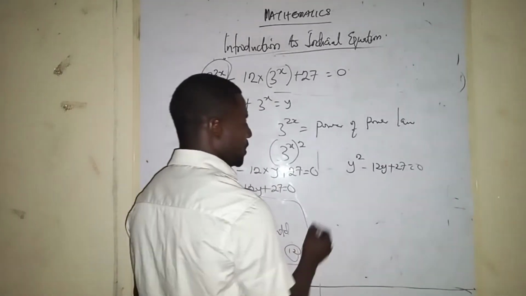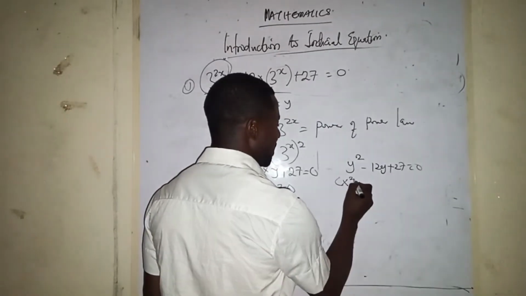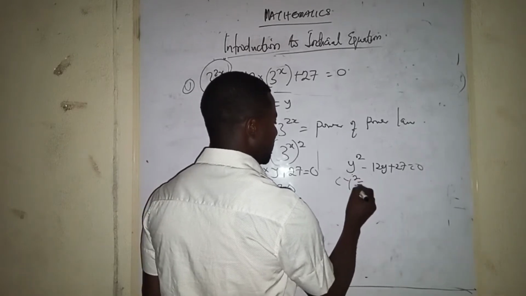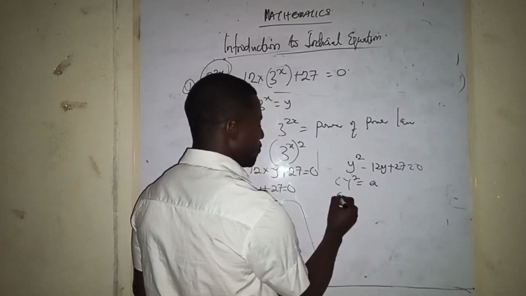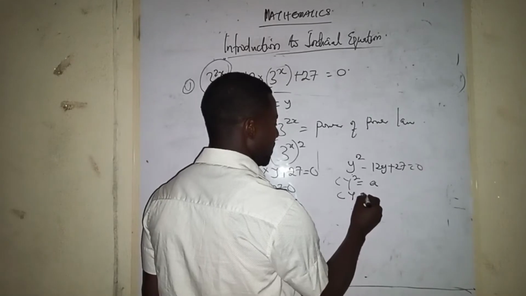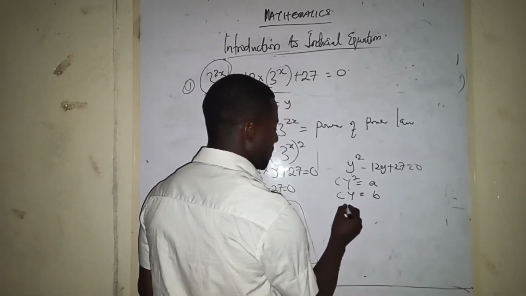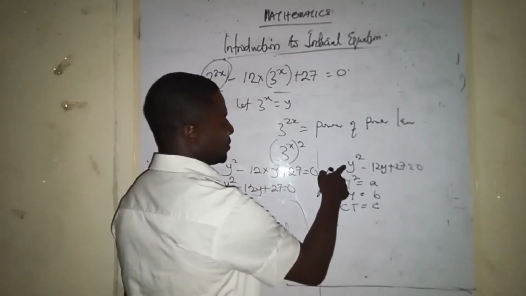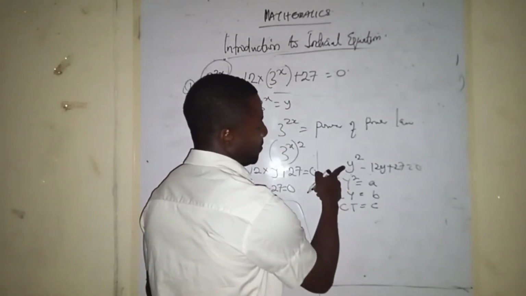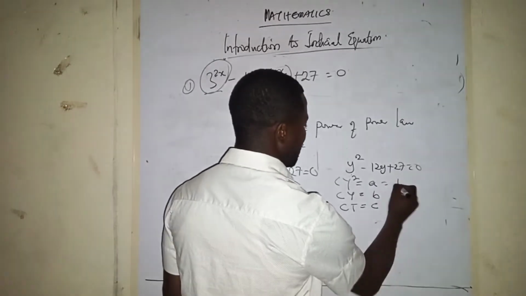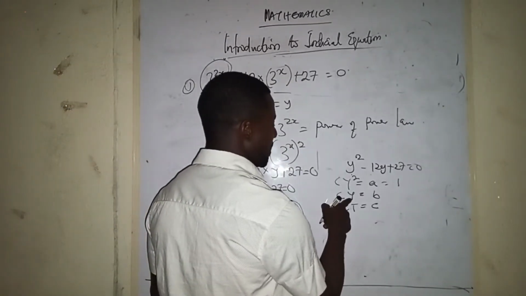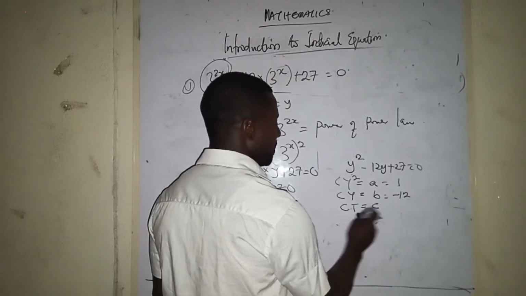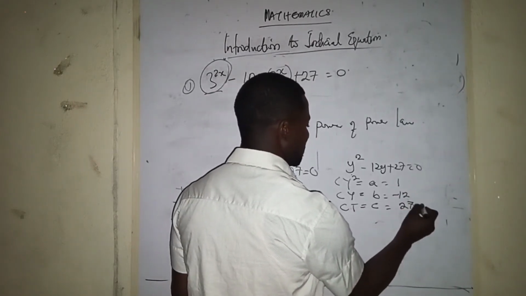We have what we call coefficients. Coefficient of y squared is a. Coefficient of y is b. Constant term is c. Now what's your coefficient of y squared here? It is 1. Coefficient of y is minus 12. Your constant term is 27.